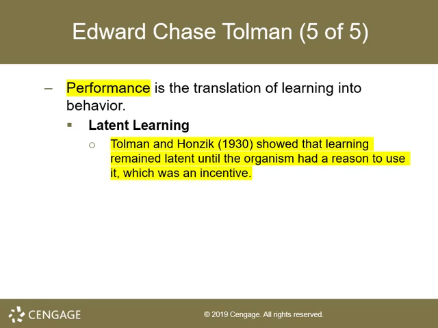Tolman and Honzik showed that learning remained latent until the organism had a reason to use it, which was an incentive. So up until the point we have a motivation factor, some sort of thing to initiate us to demonstrate the behavior, it really doesn't matter. We really don't show or reveal that learning has taken place.